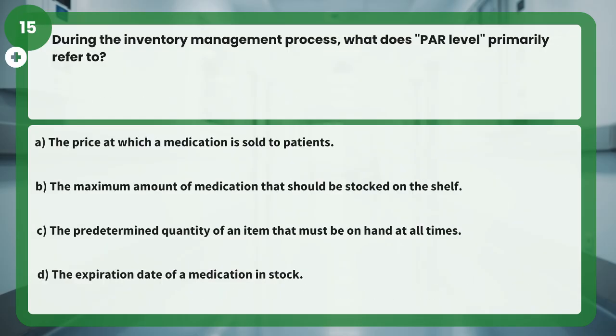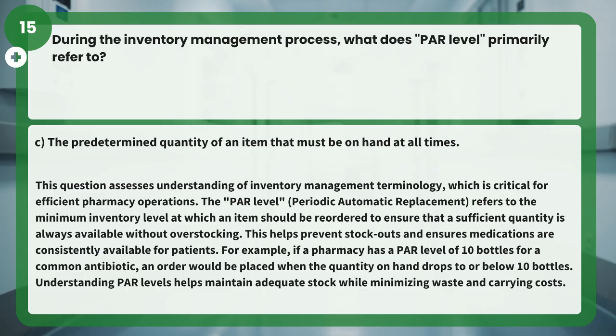Question 15. During the inventory management process, what does par level primarily refer to? A. The price at which a medication is sold to patients. B. The maximum amount of medication that should be stocked on the shelf. C. The predetermined quantity of an item that must be on hand at all times. D. The expiration date of a medication in stock. Answer C. The predetermined quantity of an item that must be on hand at all times.